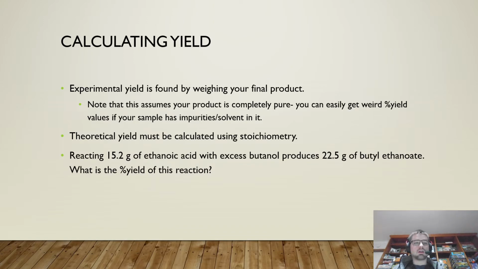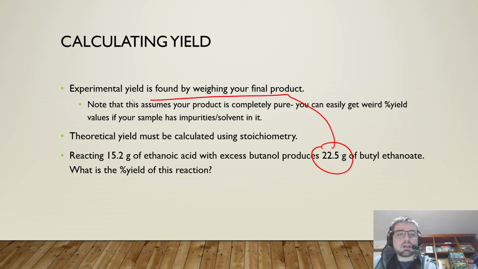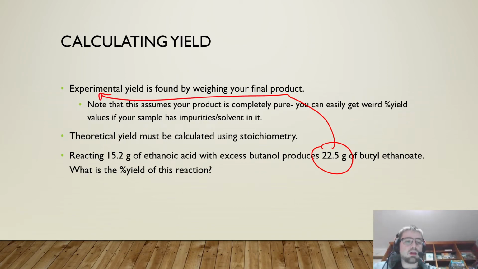So, for example, we've got 15.2 grams of ethanoic acid and excess butanol. You're not expected to do limiting reagent questions for this. You're only expected to be able to do excess reactant questions. So we produce 22.5 grams of butyl ethanoate. What is the percentage yield of this reaction? Straight up, 22.5 is our experimental yield here. We're going to need to find out the theoretical yield.